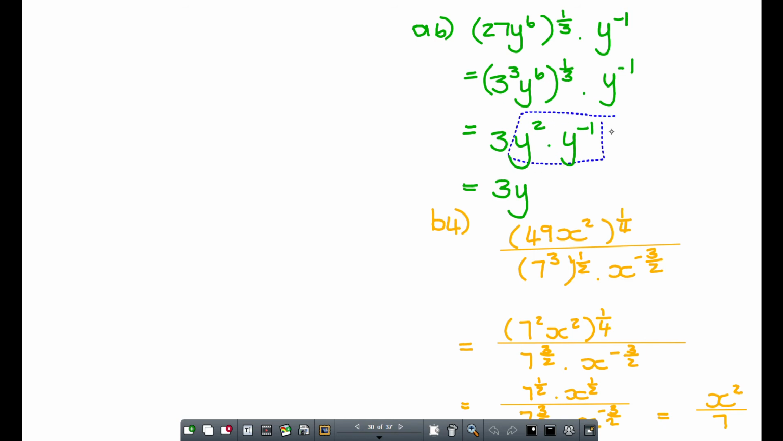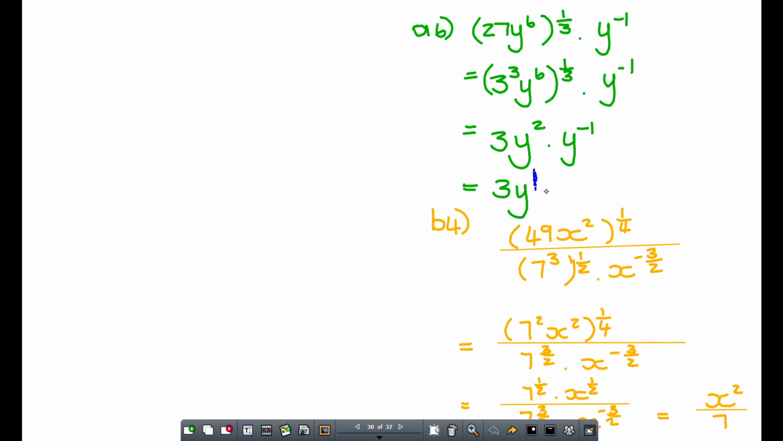Both of them has got a base of y, and we're multiplying. So that's why I said we can add those exponents. So 2 plus minus 3 will eventually become 2 minus, minus 3, minus 1. Will eventually become 2 minus 1. En dan gee dan vir my y tot die mag 1.